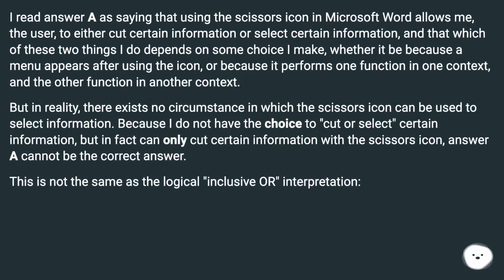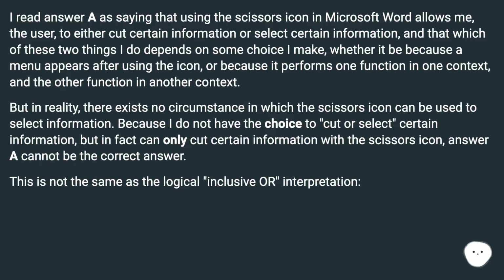I read answer A as saying that using the scissors icon in Microsoft Word allows me, the user, to either cut certain information or select certain information, and that which of these two things I do depends on some choice I make, whether it be because a menu appears after using the icon, or because it performs one function in one context, and the other function in another context. But in reality, there exists no circumstance in which the scissors icon can be used to select information. Because I do not have the choice to cut or select certain information, but in fact can only cut certain information with the scissors icon, answer A cannot be the correct answer.